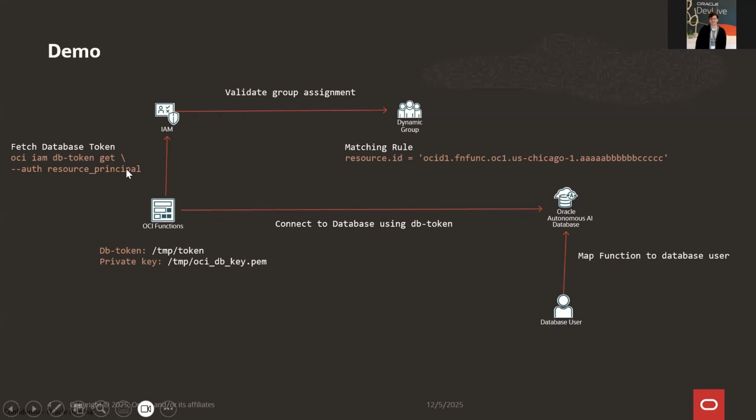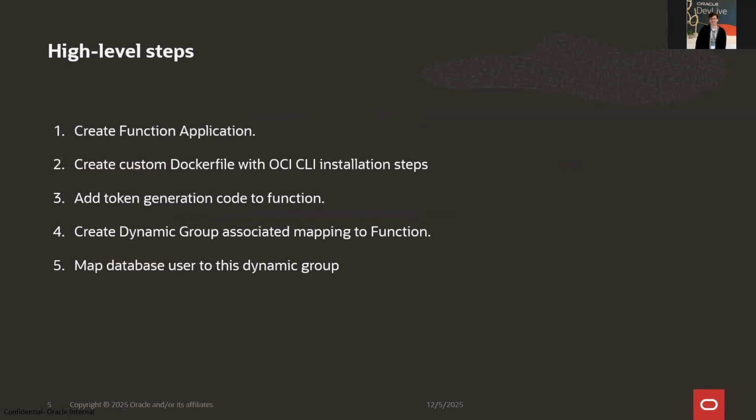So I'll go ahead and show you how you do this. So the high level steps are number one, you create a function application. Number two, you have to create a custom Dockerfile with the OCI CLI installation steps. Three, you have to add the token generation code to the function. Four, you have to create a dynamic group associated mapping to that function. And number five, you have to map a database user to that dynamic group.